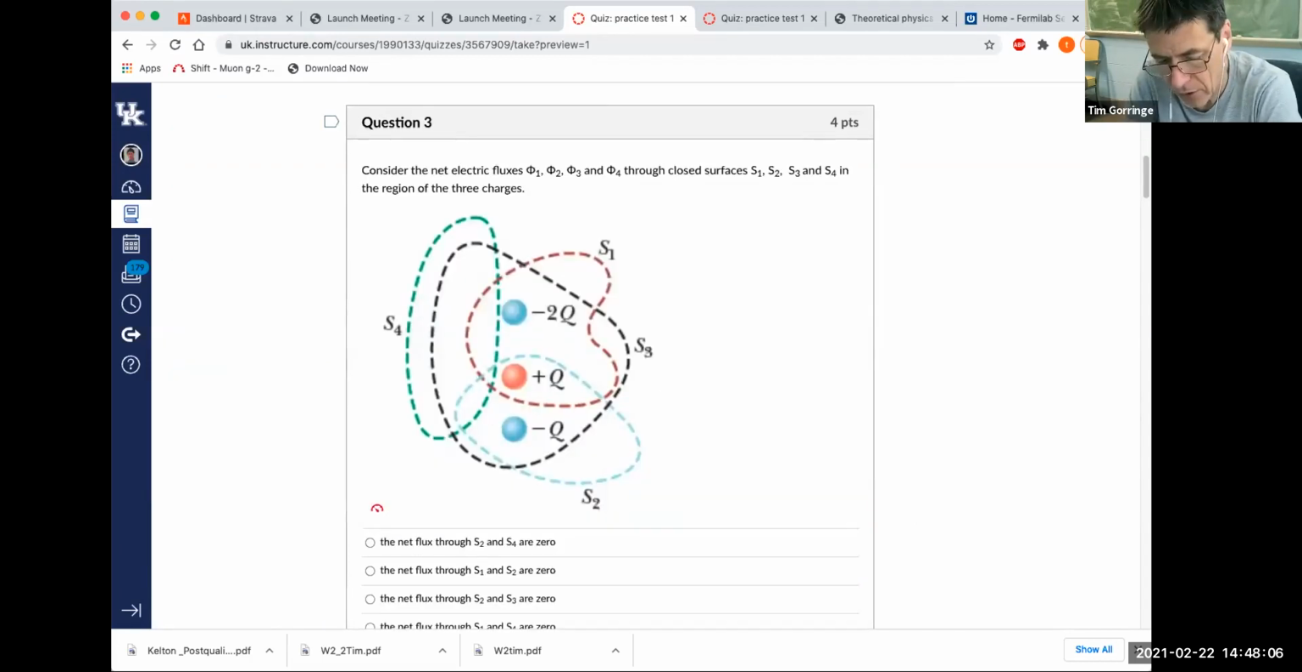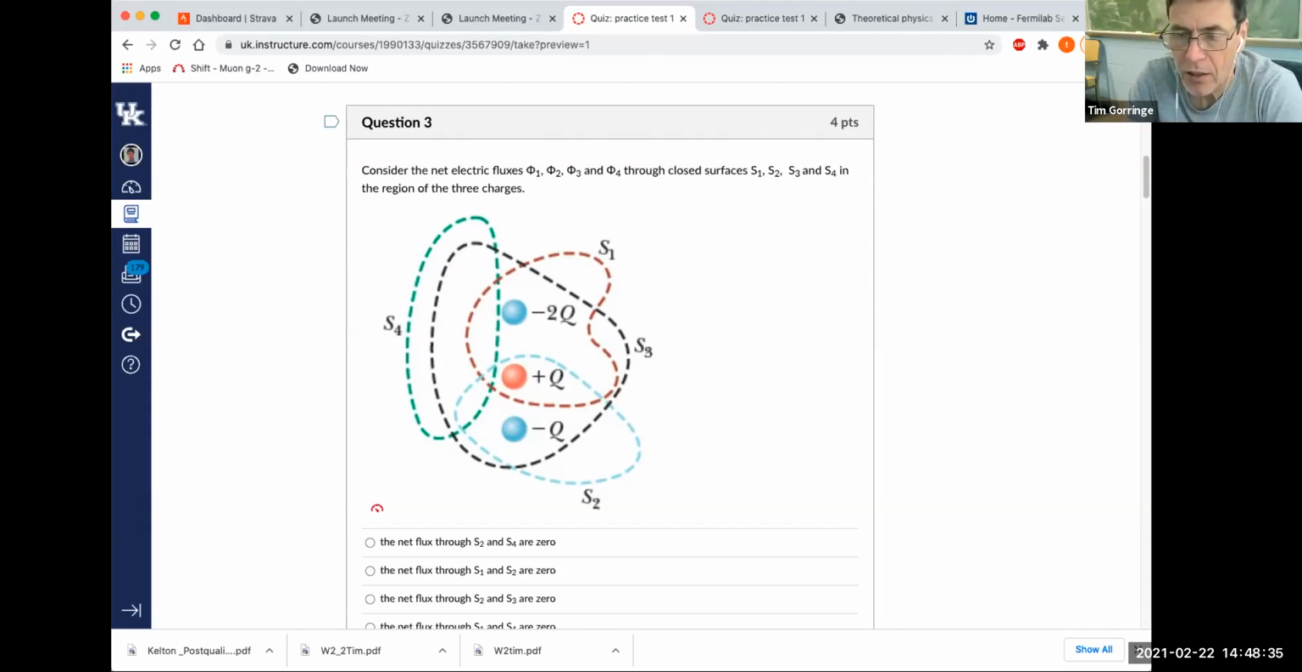We've got 3 charges on the sketch. There's 2 negative charges, different sizes, and 1 positive charge. And then we've got 3 surfaces, closed surfaces on the sketch, and they're labeled S1, S2, S3, S4. We've got to examine the fluxes through the different surfaces, and in particular, which fluxes are zero.